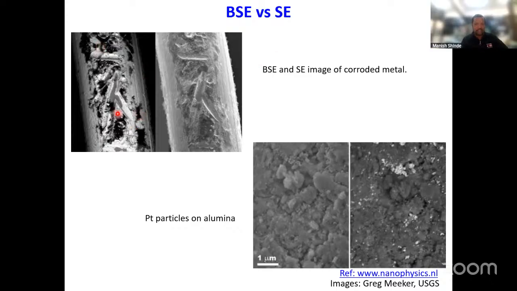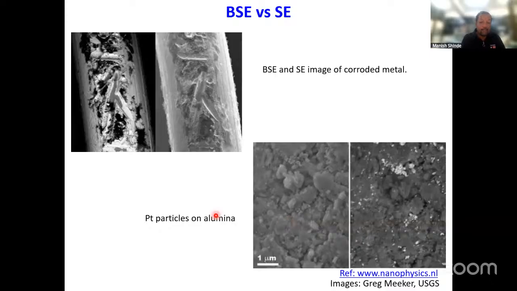This is a third example. This is basically an alumina sheet, or micron size alumina powder. On top of that micron size alumina powder, platinum nanoparticles are sprinkled or loaded. Now if you look at this SE mode image, the secondary electron mode image, you will not see the difference between alumina and platinum. You will not see the distribution of platinum on that alumina powder.